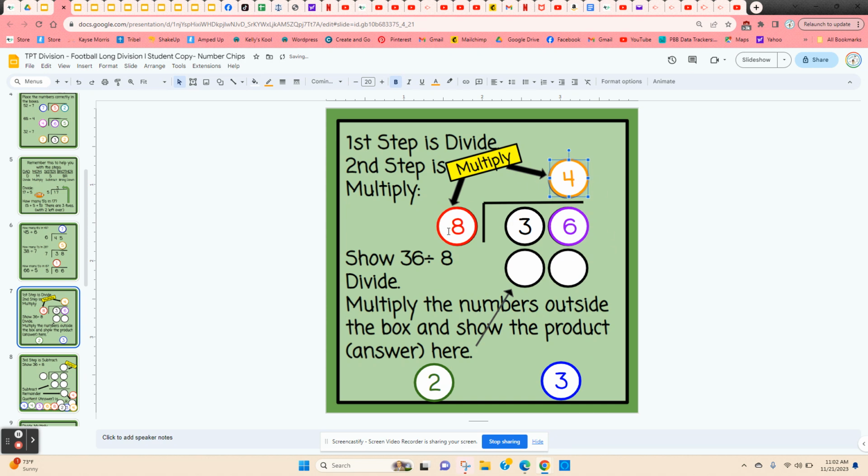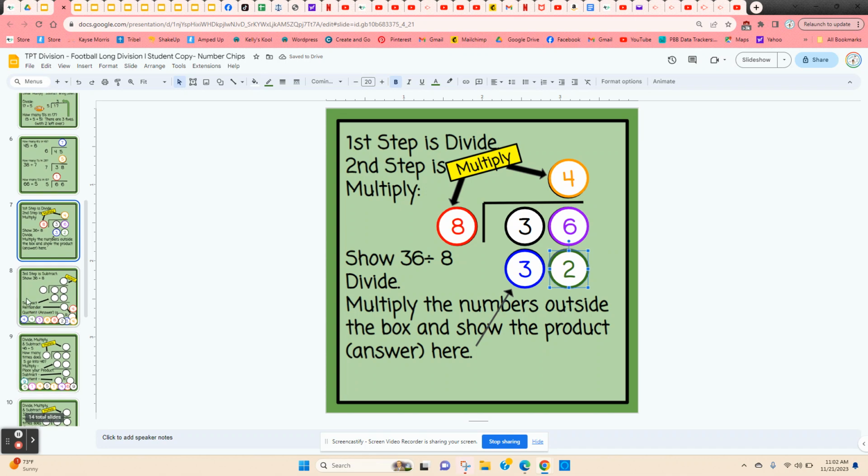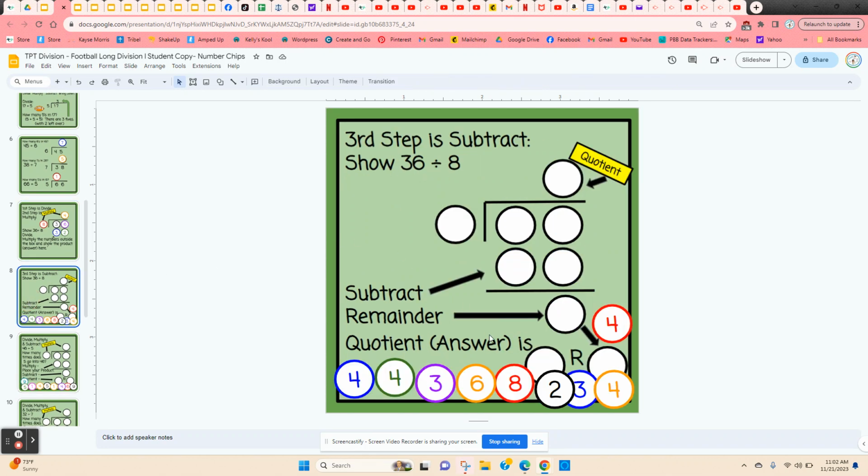And then the next step is to multiply. So we're going to multiply these numbers outside the box, 8 times 4, and place the answer here, 32. So those are just the first 2 steps. And again, all the numbers they need are on every slide. Same problem. Now we're just going to go to the next step, which is subtract.